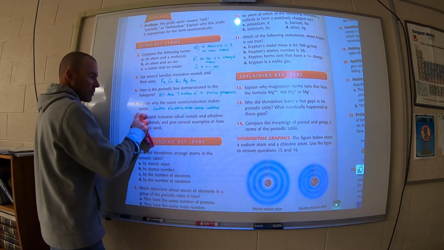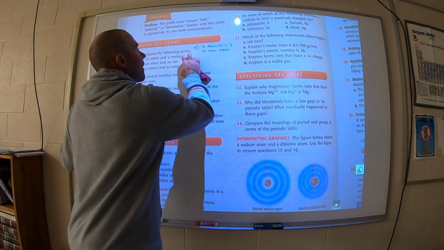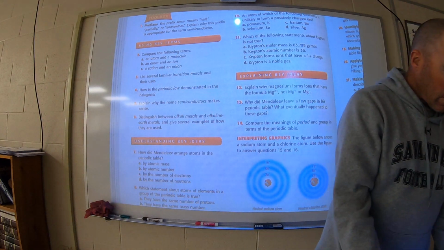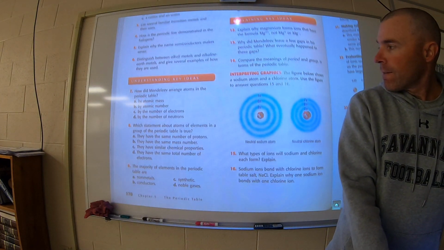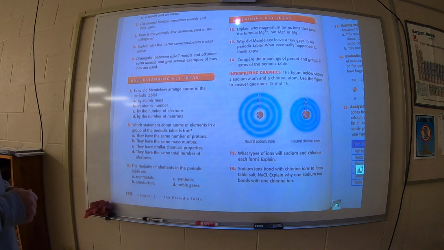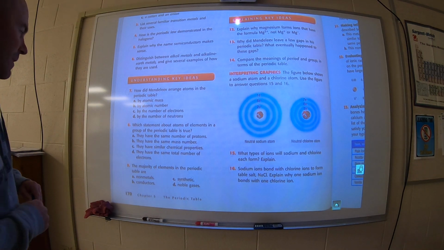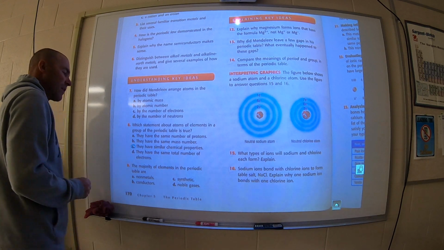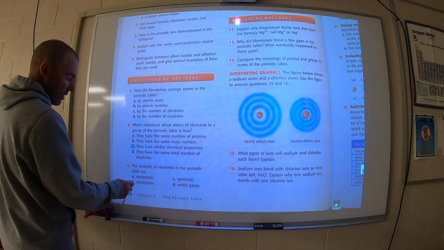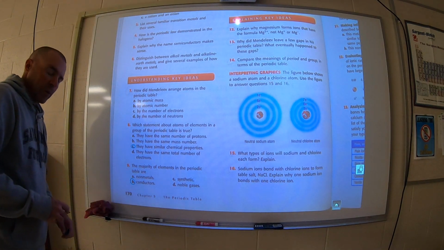So I'm going to move this up so we can see the rest of them. Number 8, which statement about atoms of elements in a group of the periodic table is true? That should be C. They have similar chemical properties. Number 9, the majority of elements in the periodic table are, I'd say the best answer here is conductors, because most of them are metals.